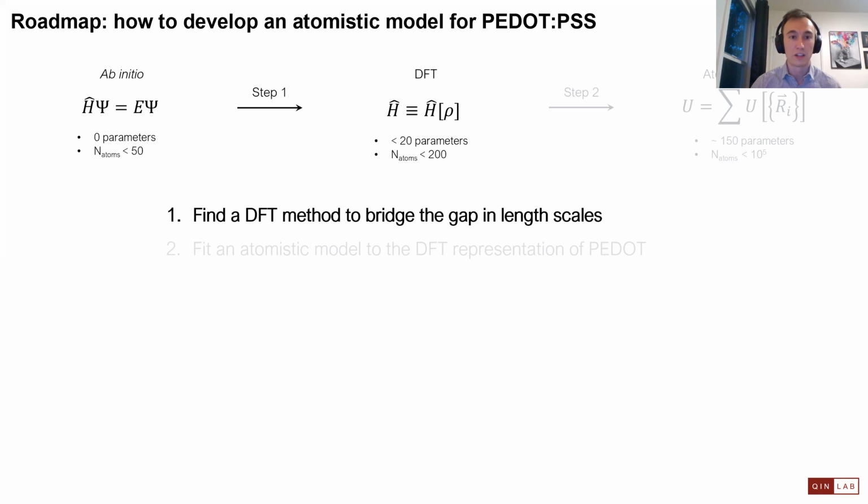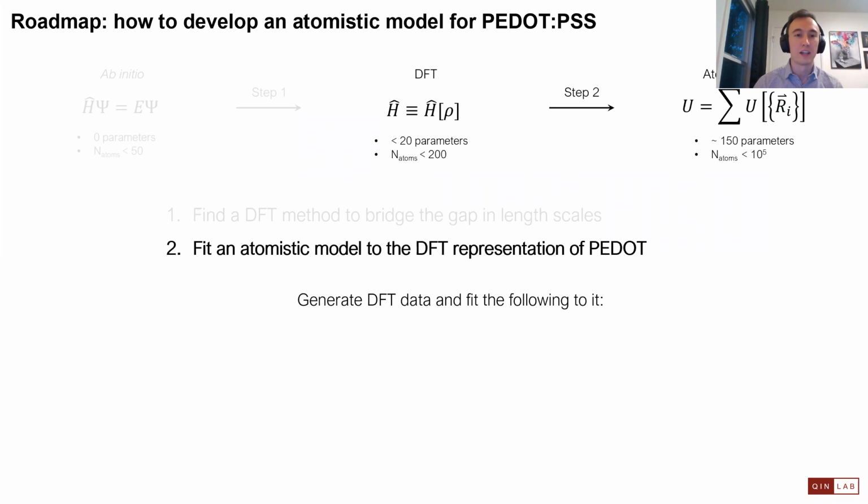The first is finding a density functional theory method to bridge the gap in length scales between really trustworthy ab initio data and the classical length scales, on the order of nanometers and nanosecond time scales, that we want to be able to study. I won't be talking about that work today. In short, we were able to find that the ωB97XD long-range corrected density functional does the job quite well.